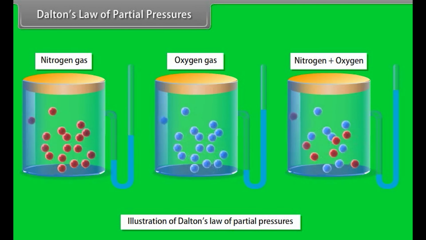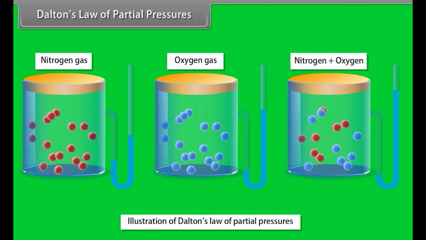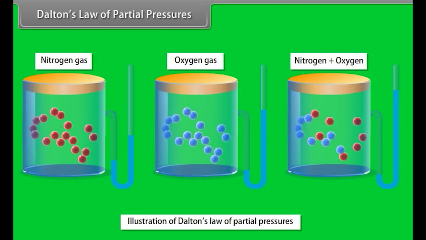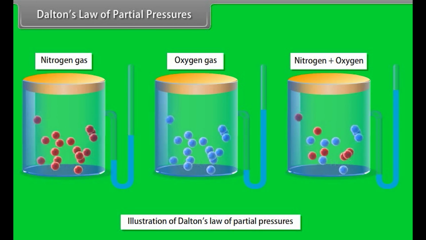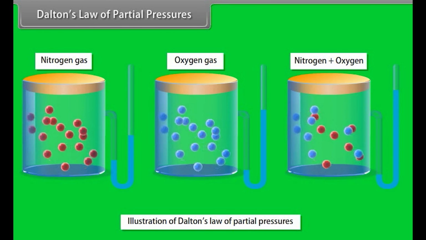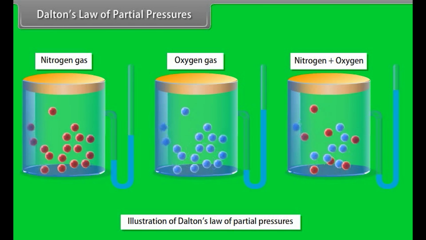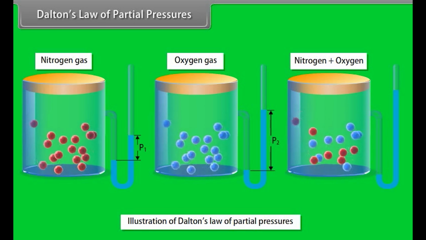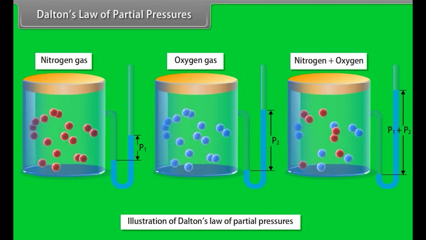Suppose we have 3 containers of capacity 1 liter each, one containing x mole of nitrogen, the other y mole of oxygen, and the third having a mixture of x moles of nitrogen and y moles of oxygen. All 3 containers are kept at the same temperature. Now, if the manometer attached to the first container shows a pressure P1 and that attached to the second container shows a pressure P2, then the pressure in the third container is P1 + P2.